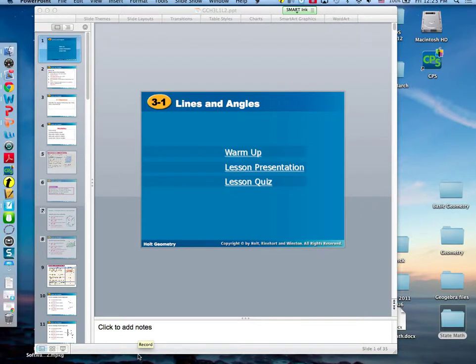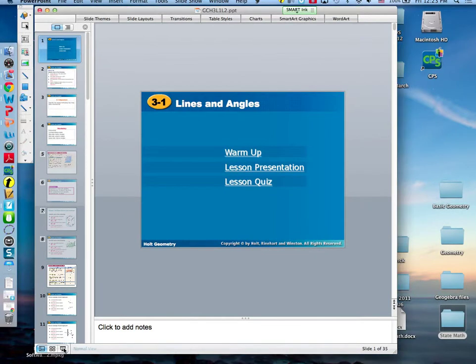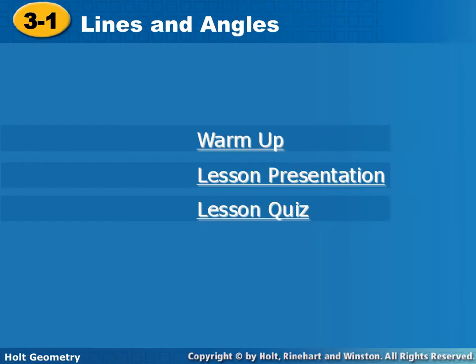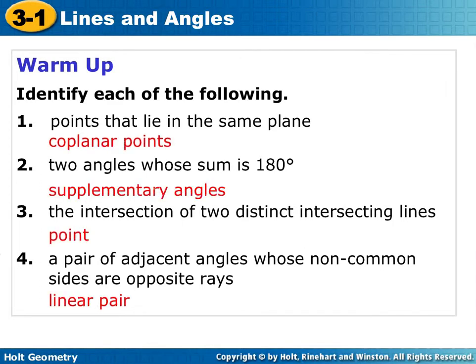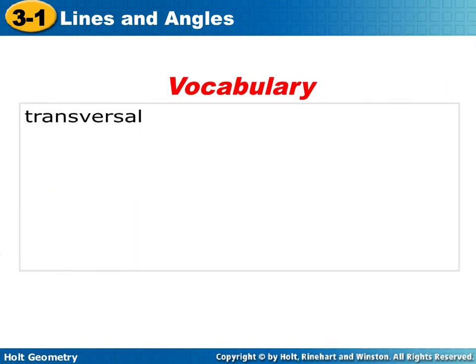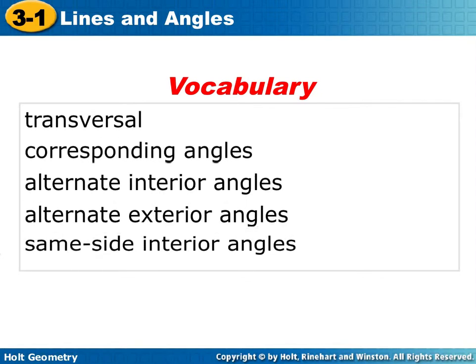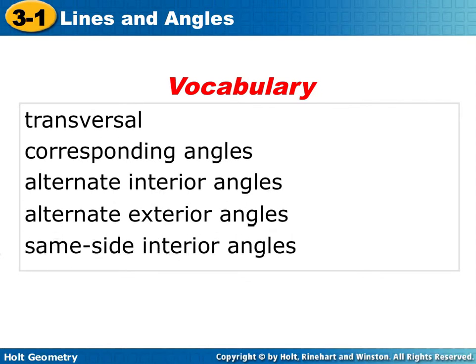Lines a lot today and a transversal. So one of the first things that we'll be going through is what is a transversal. And then seeing what the angles are called that pair up in the lesson today. So those are the terms that we'll be going over.